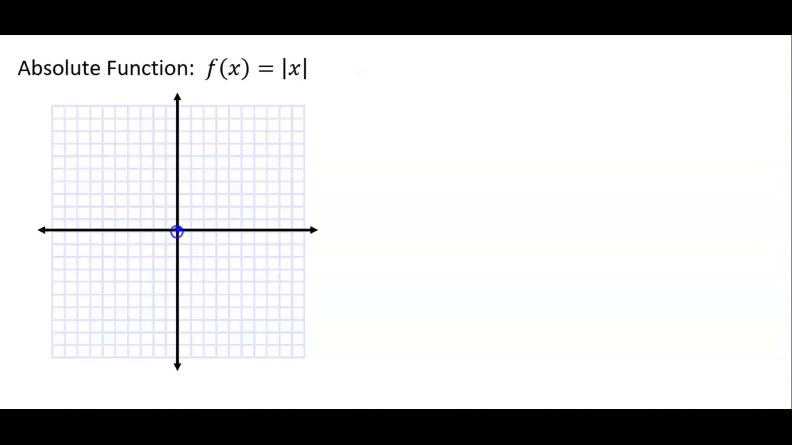It goes through the points (0, 0), (1, 1), (2, 2), (3, 3), and (-1, 1), (-2, 2), and (-3, 3). And it makes a V shape. So we want to be careful we make it look like a V when we're graphing an absolute value function and not a parabola shape. It passes the vertical line test, and that's the basic absolute value function of what it looks like.